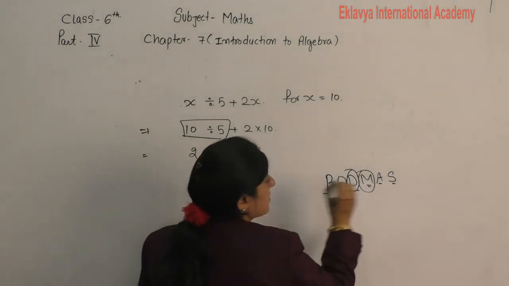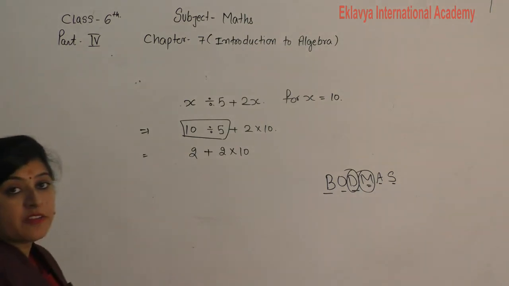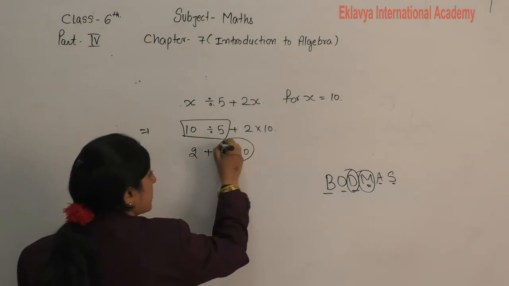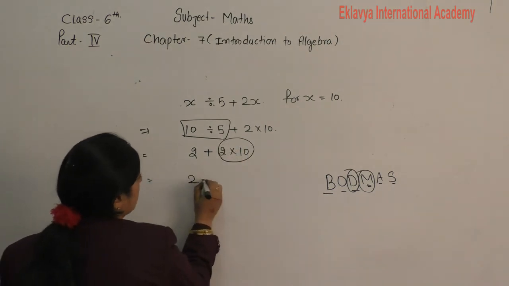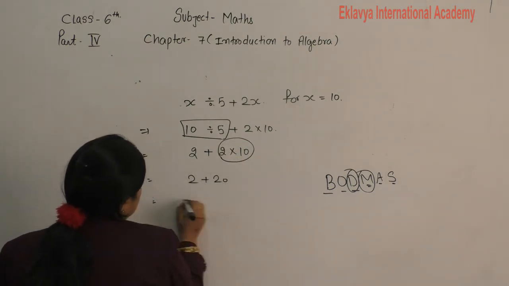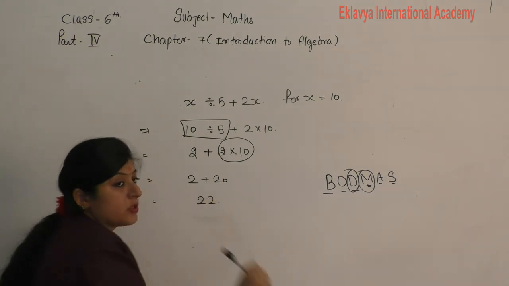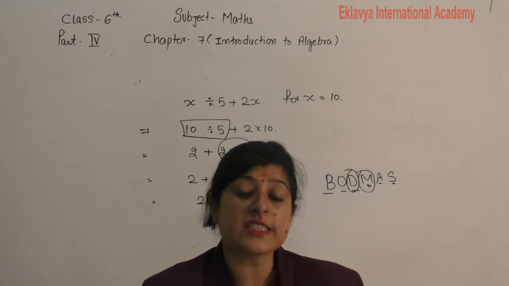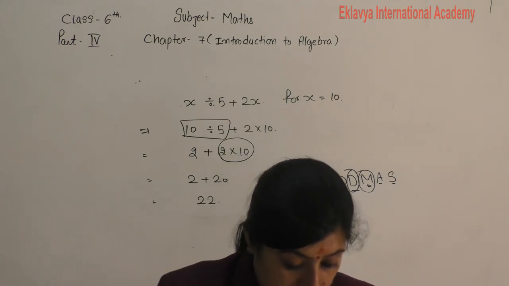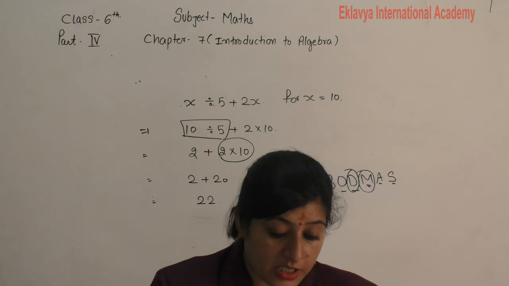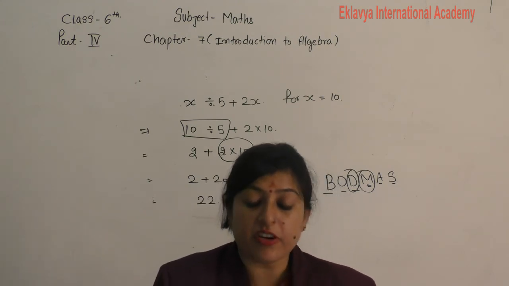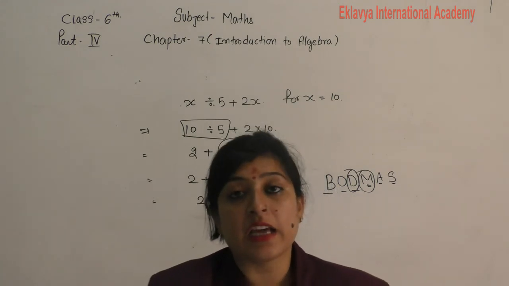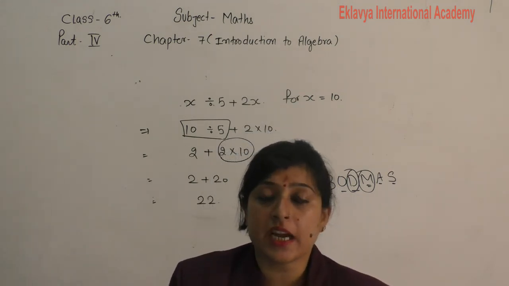Now the next priority, we have to solve multiplication. Then this one multiplication we have to solve, it becomes 2 plus 20. Then addition, your answer should be 22. It means option second is correct. Which expression is not equal to 18? Same thing, what we will do? We will put the value of the given variable and then find out the value of the algebraic expression.